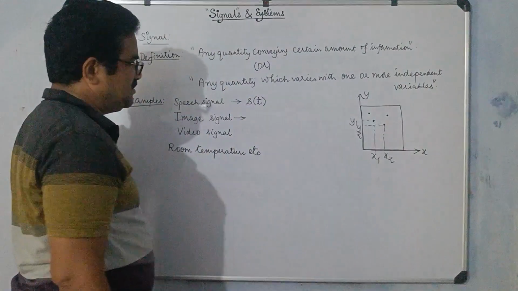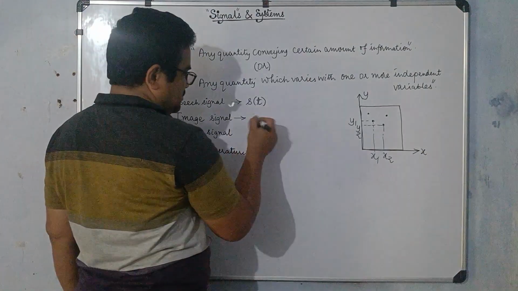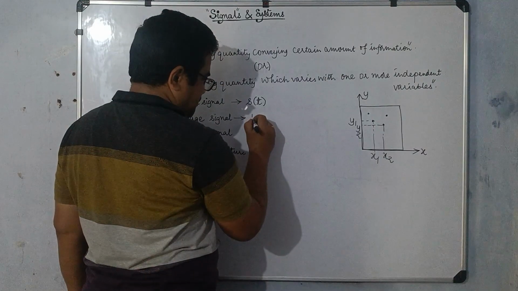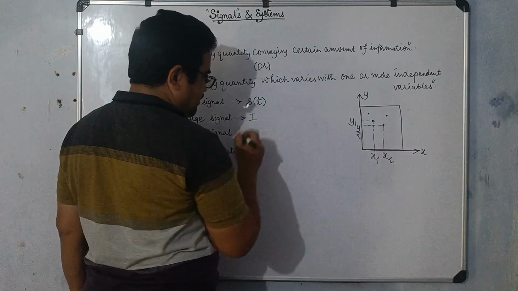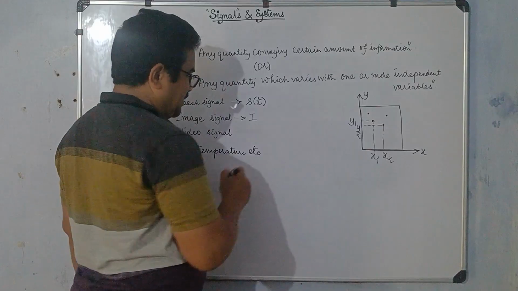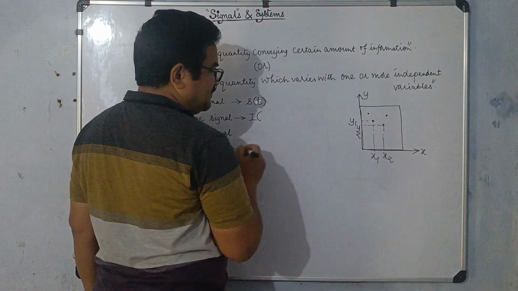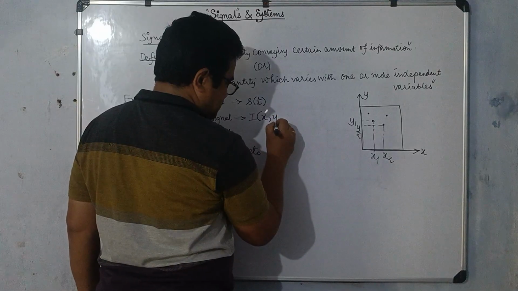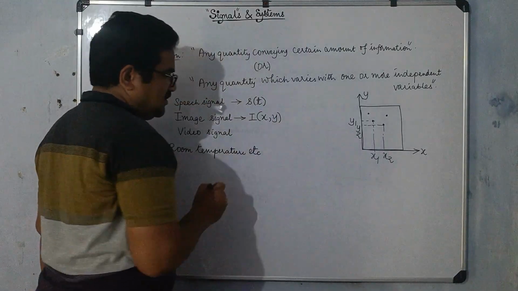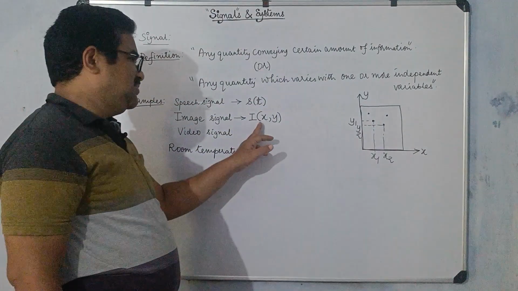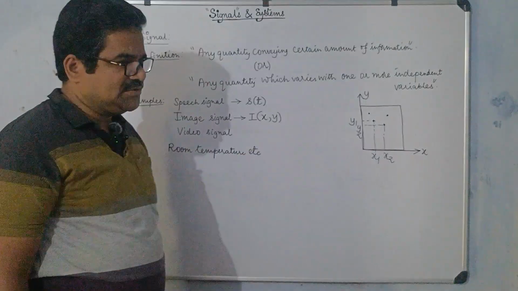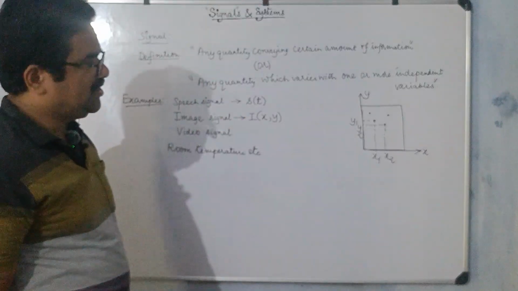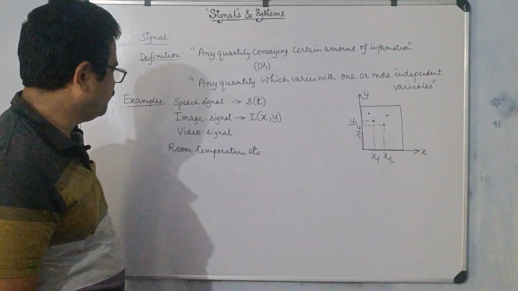So if I represent my image, or if I denote my image with capital I, it is a function of two variables. What are the two variables? X and Y. So these are the two independent variables with respect to which my image signal is changing.